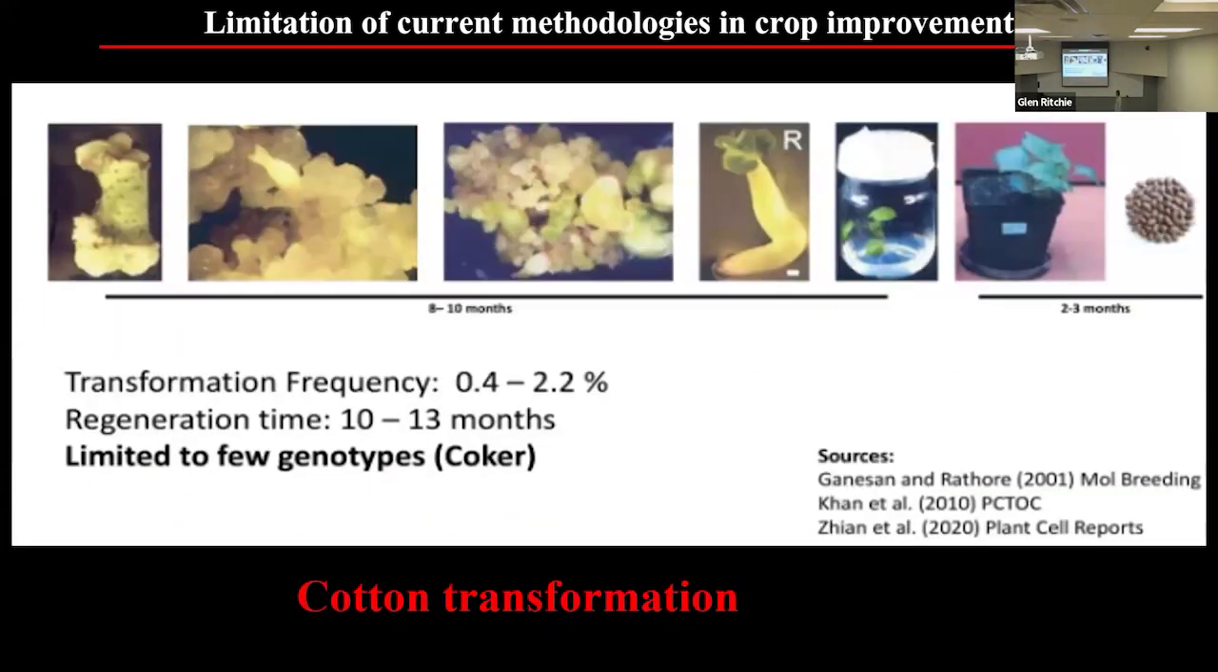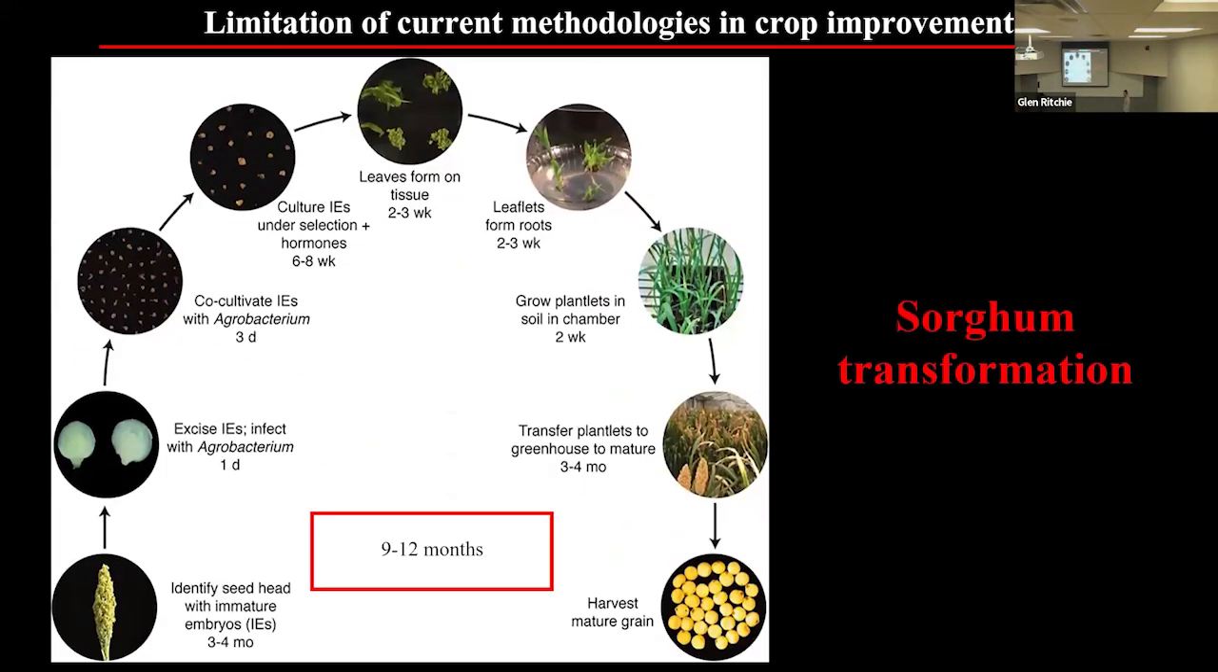If we look at the example of cotton transformation, there are only a few genotypes of cotton, which is Coker, that can be transformed, and the transformation frequency is very low, like 0.4 to 2.2%, and it takes several months to regenerate into a next generation. Similarly, if we look at sorghum transformation, which is another important crop, it takes anywhere between 9 to 12 months to get the progeny plants and harvest the mature grain.